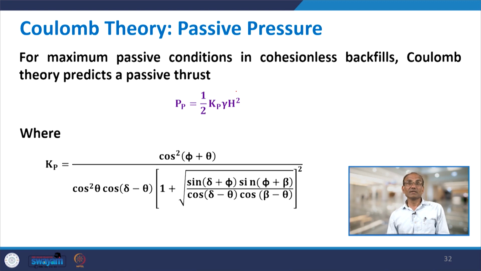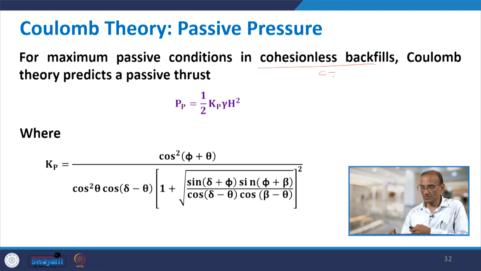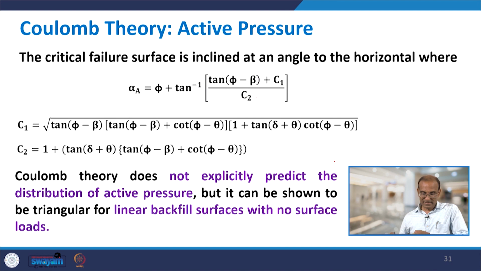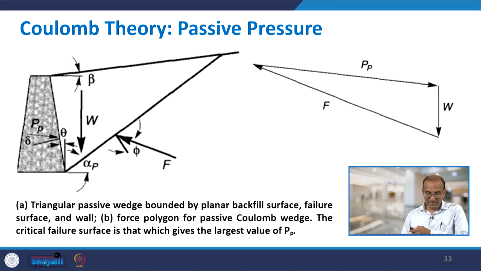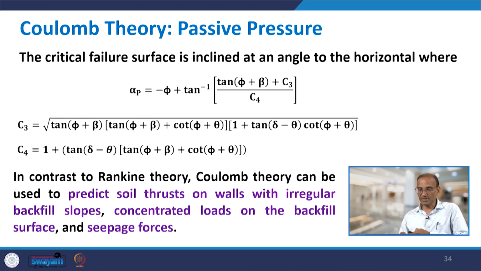This was active pressure. On the same line you have passive pressure also for Coulomb theory, again for cohesionless backfill, that means C equal to 0. This equation is also similar to what we discussed for Rankine theory, but Kp will be given from this relation, and the angle alpha p it makes with the horizontal can be found using this relation involving C3 and C4, which are given from these equations, functions of again 4 angles: phi, beta, theta and delta. So all are known, and you can calculate the value of alpha p.